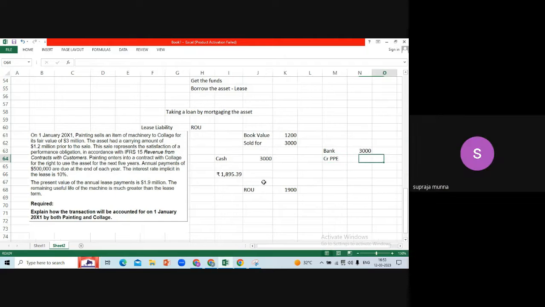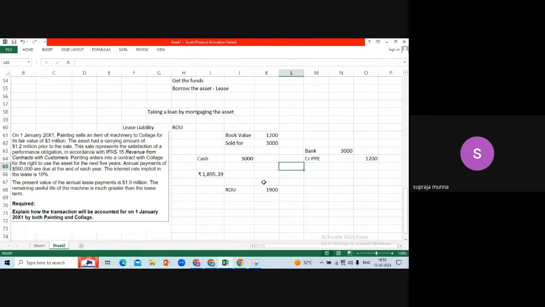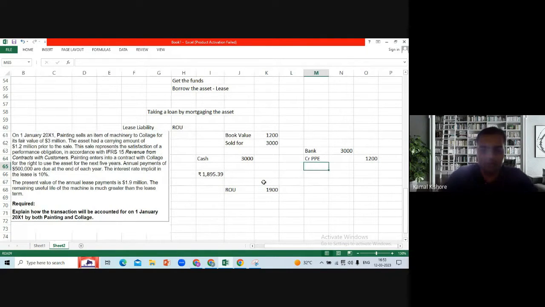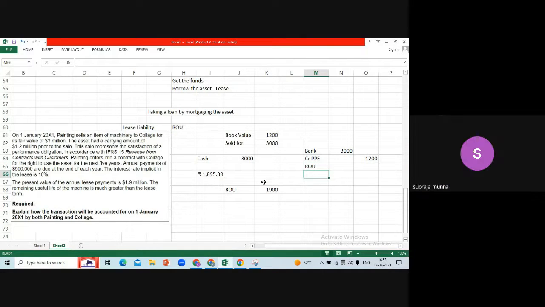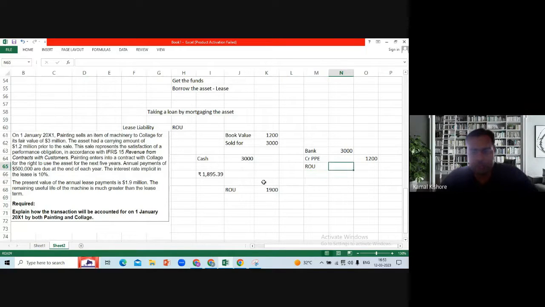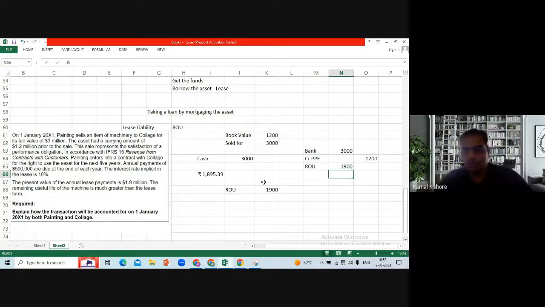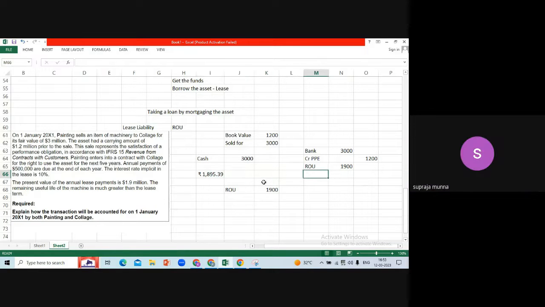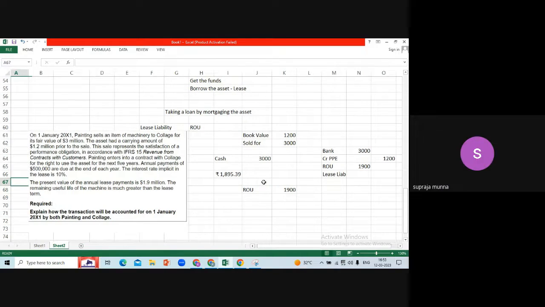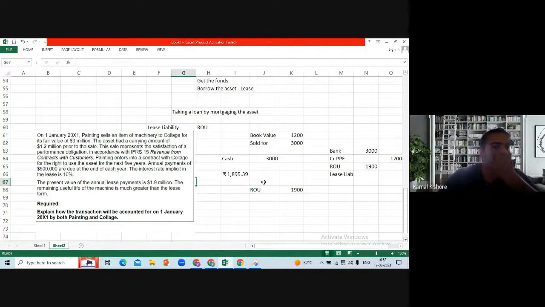Book value was 1,200. And you have to debit ROU, let's say 1,900. Then you have to create a liability also, to the extent of 1,900.